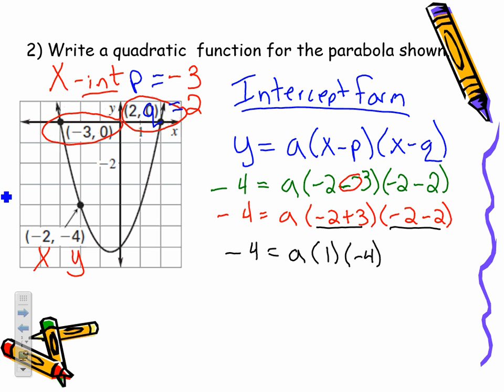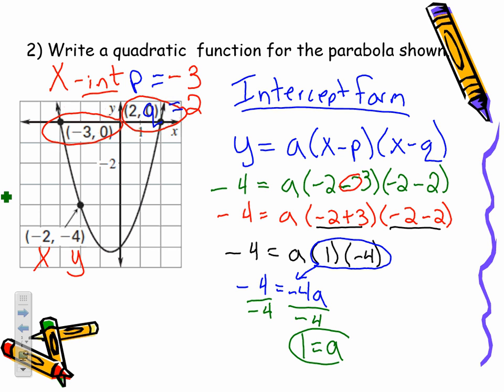So 1 times negative 4, so I have negative 4 equals, I like to put this first, so negative 4a. To solve this, we're going to divide by negative 4. So 1 equals a. Now that I know what a is, I can write my equation.